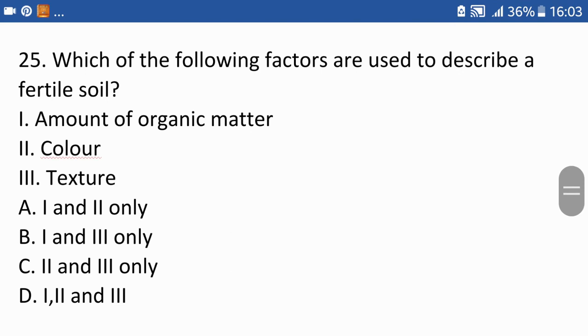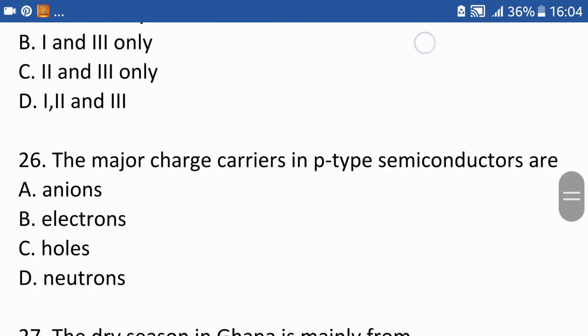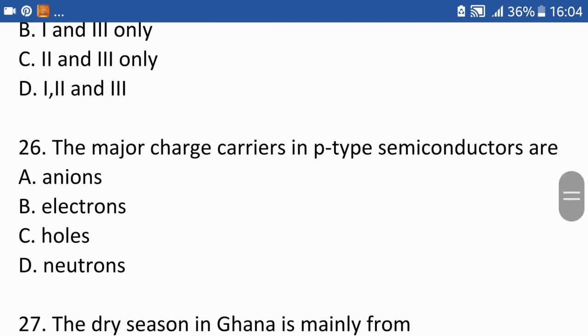25. Which of the following factors are used to describe a fertile soil? Amount of organic matter, color, texture. 26. The major carriers in p-type semiconductors are.